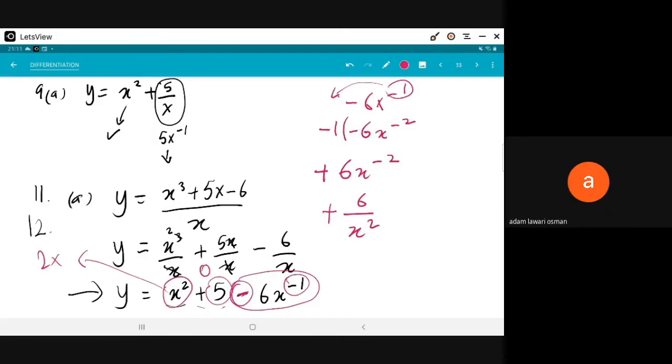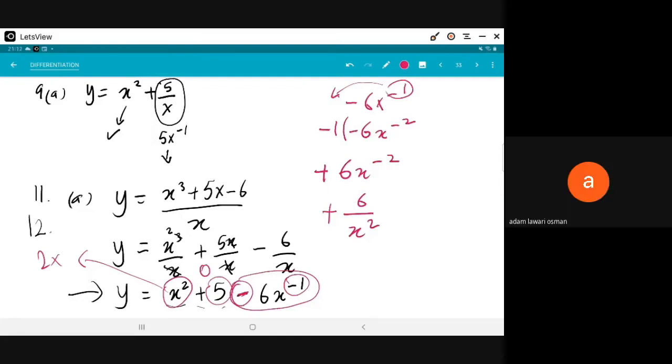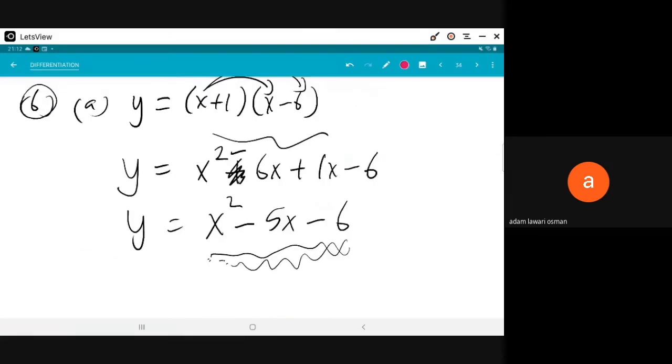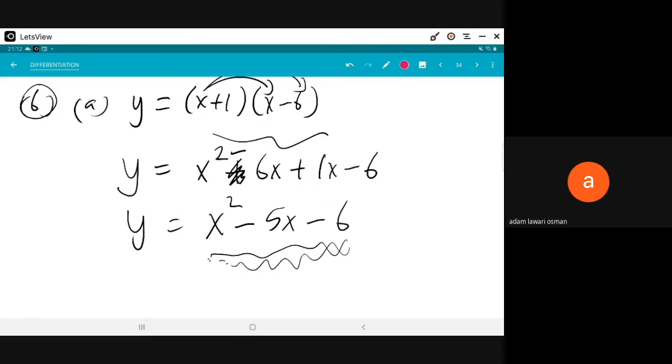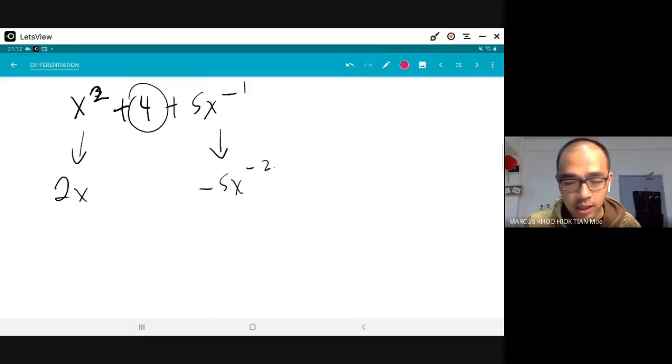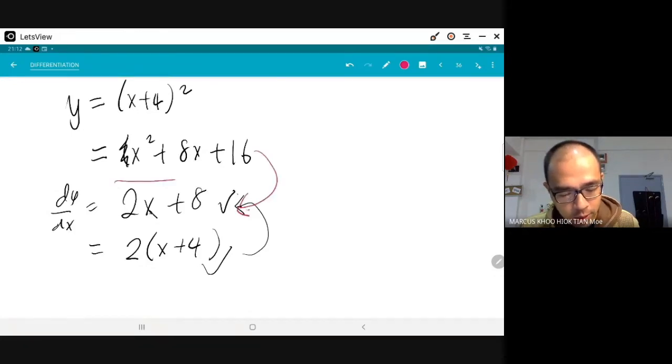Sir. Hi Adam. Yes. For question 7, how can the answer become 2 in bracket x plus 4? Oh, okay. So this is Celeste's question from just now. I hope you can see the screen now. After you answer like this, this one actually is the answer.